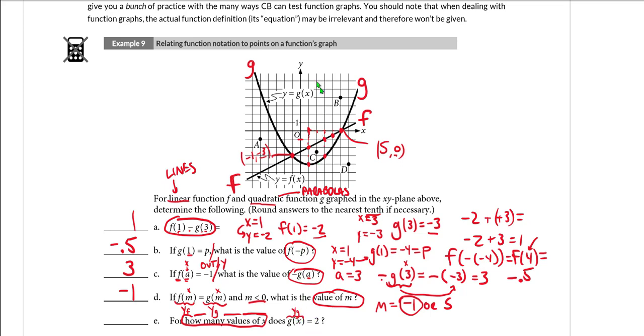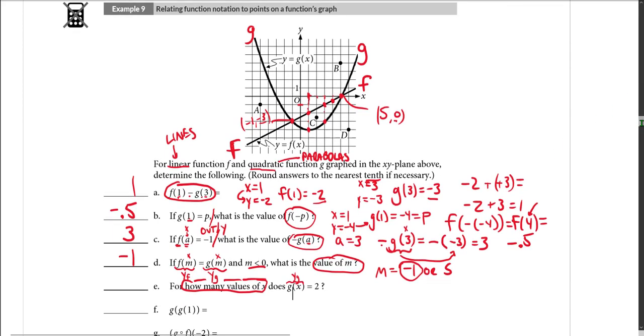I'm writing a little bit small here because I want to keep this graph on the screen while I do these examples, so my apologies if this is getting hard to see. The y value on the g function equals 2. Well, remember, when we want to find out where a y value equals 2, we've got to think of... I'm going to actually write this down.